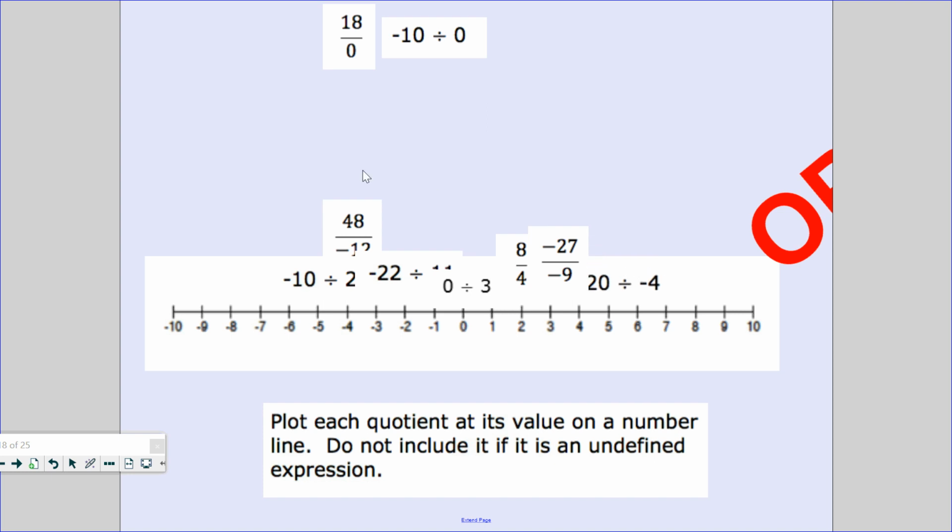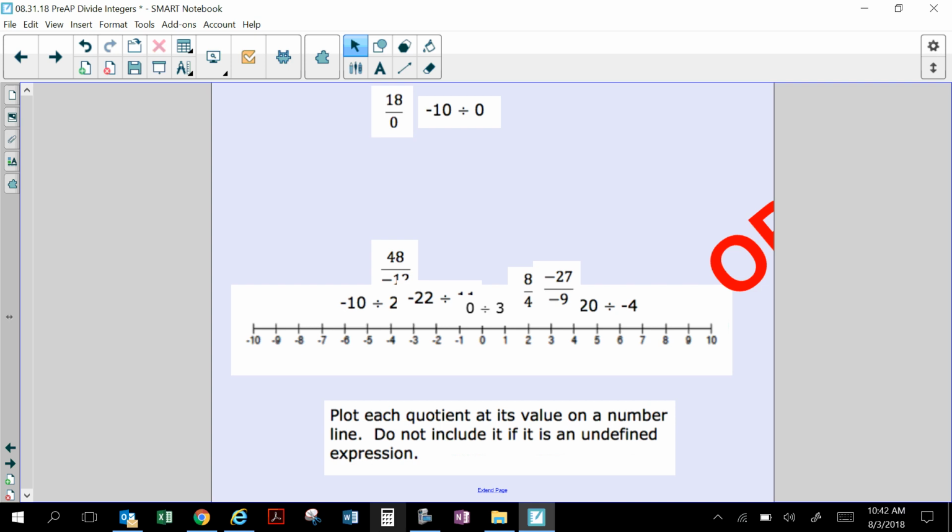And that is our sum. This is how to divide integers.